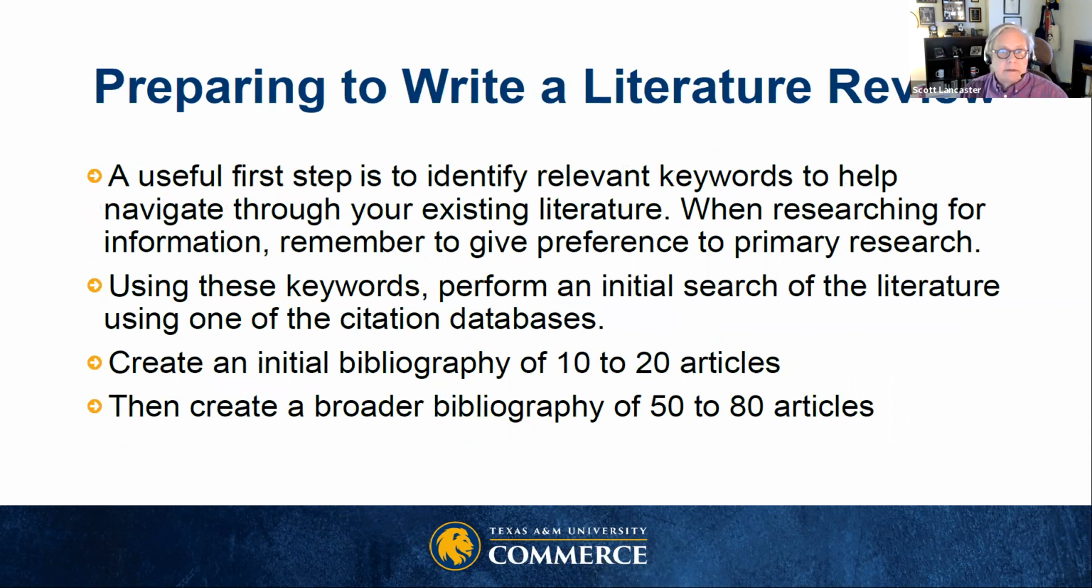As you prepare to write the literature review, a useful first step is to identify relevant keywords to help navigate through your existing literature. When researching for information, remember to give preference to primary research. Using these keywords, perform an initial search of the literature using one of the citation databases. Create an initial bibliography of 10 to 20 articles, and then a broader bibliography of 50 to 80 articles. And again, that's for thesis or dissertation. Cut it down if you're doing a research paper.